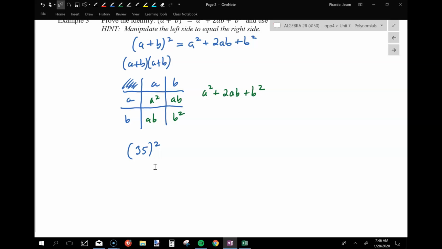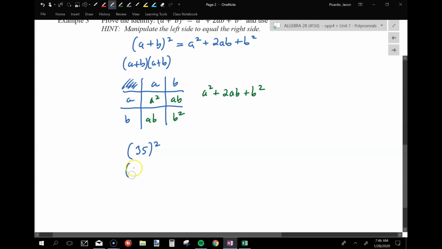900, thank you. Because 3 times 3 is 9 with 2 additional zeros, right? And do we know what 5 squared is? Of course we do, right? So couldn't I rewrite this as 30 plus 5 squared?